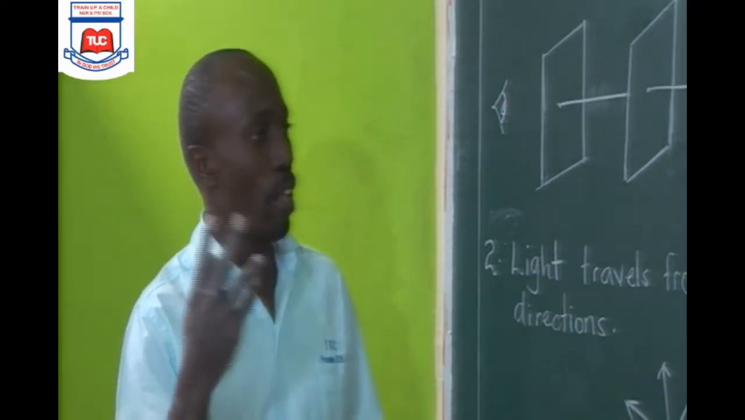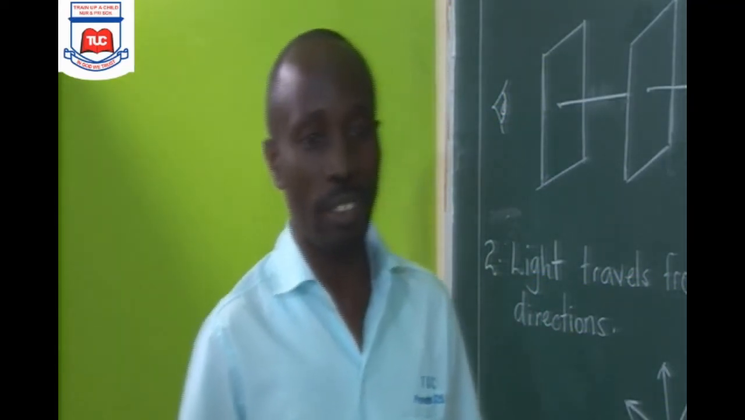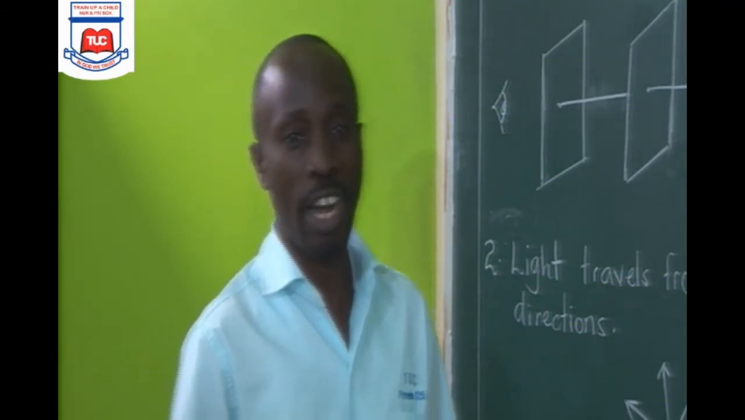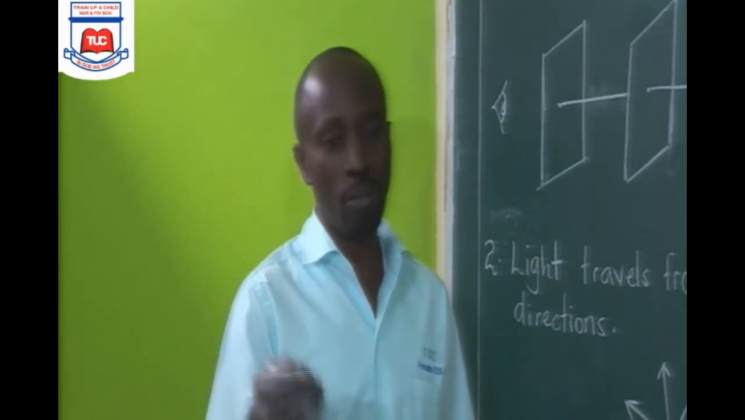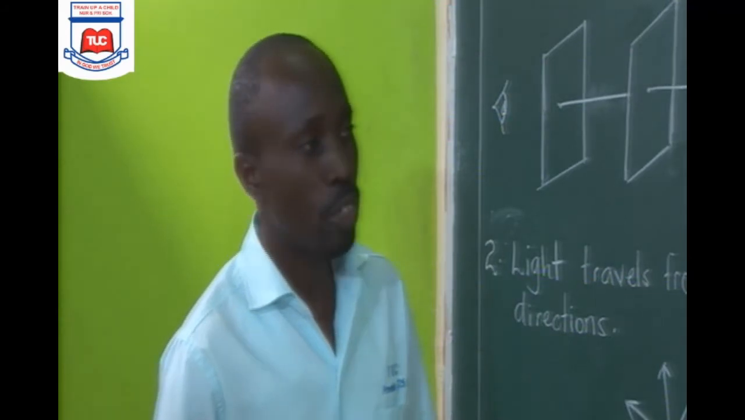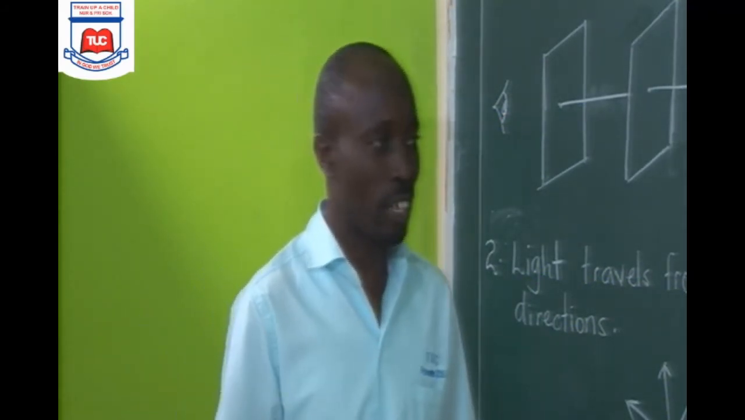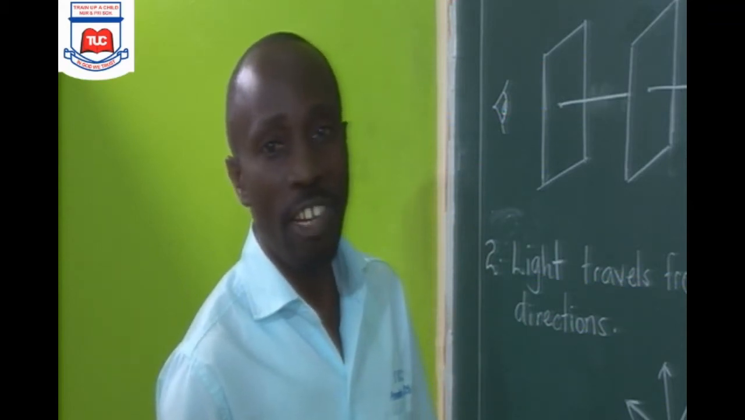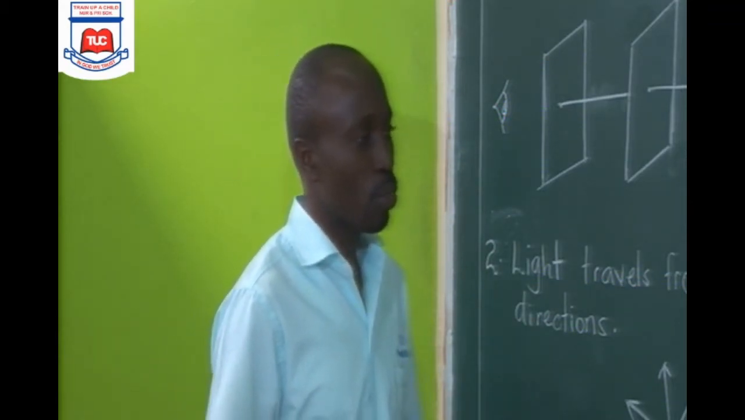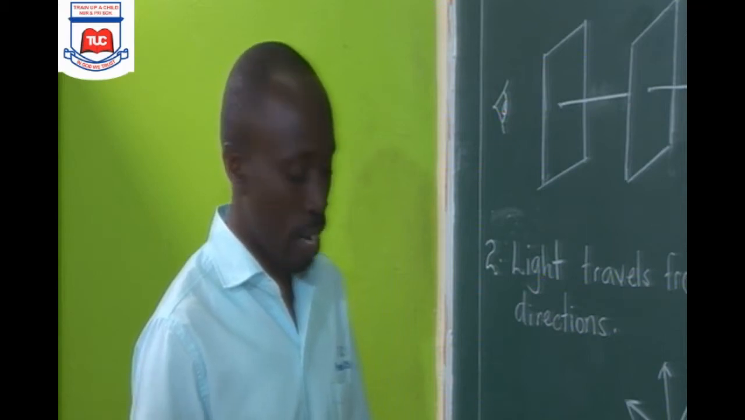Now, we saw two other words which were new, that is luminous and non-luminous. The luminous objects are those which produce their own light, and we gave an example of the sun, etc. Then we have the non-luminous objects, those which cannot produce their own light.